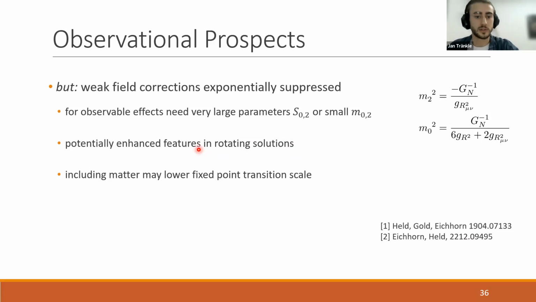And one final point, in our computations, we only considered gravity. So we only had pure gravity computations. So when including matter, the scale where the couplings start to scale according to the scale invariant fixed point regime, this transition scale could lower when including matter. So the scale where the new physics sets in could also be lower than the Planck scale.